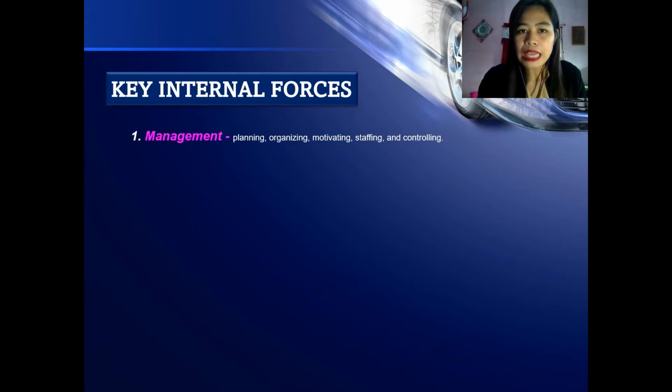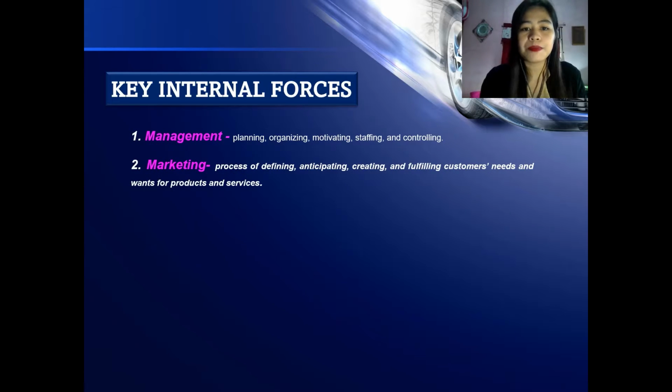Next, we have marketing. Marketing is the process of defining, anticipating, creating, and fulfilling customers' needs and wants. It is just promoting products and services, and it is more concerned with how the products and services will be sold. You can assess it by asking questions like, are company objectives measurable in terms of marketing? Are the goals or objectives well communicated, etc.?